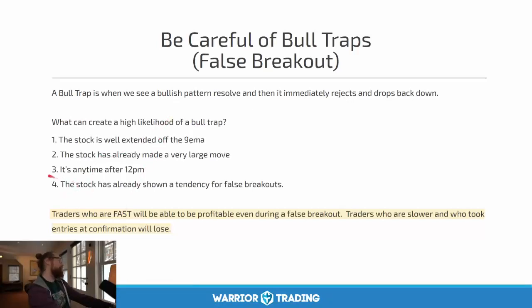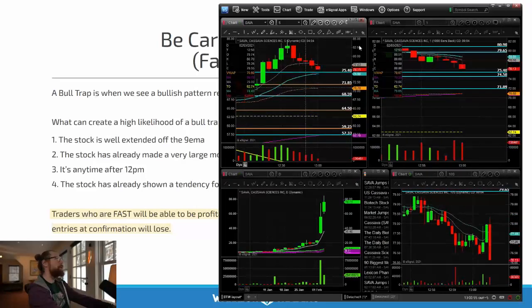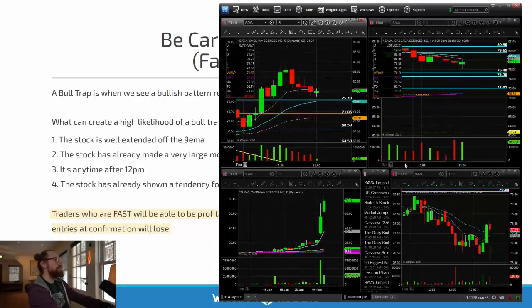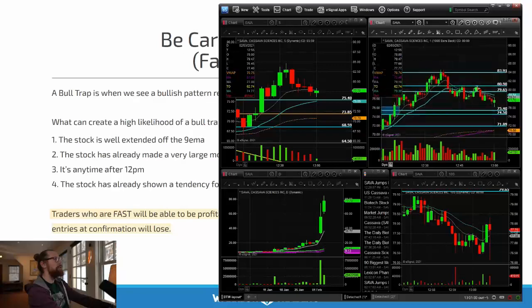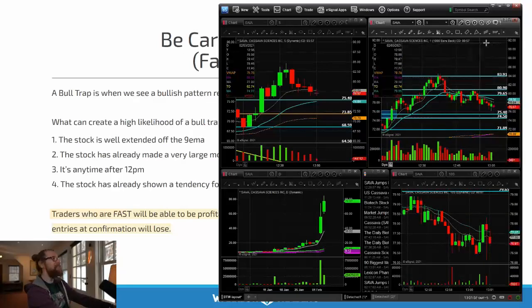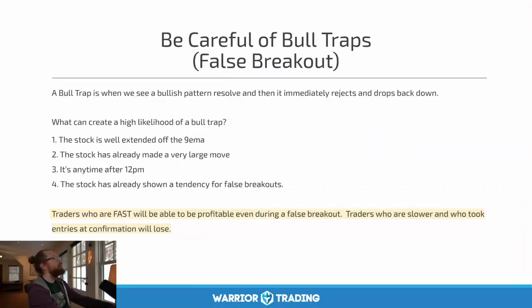So, and then also number 4, if a stock has already shown a tendency for false breakouts, it's very likely that it'll continue with that as traders get cautious holding around these critical levels, as we've been seeing on Sava, and also as short sellers start to get a little bit more aggressive to try to hit it short off the top and maybe feel a little comfortable holding if it goes just a smidge higher because this thing keeps doing false breakouts. However, traders who are fast can still be profitable during a false breakout.